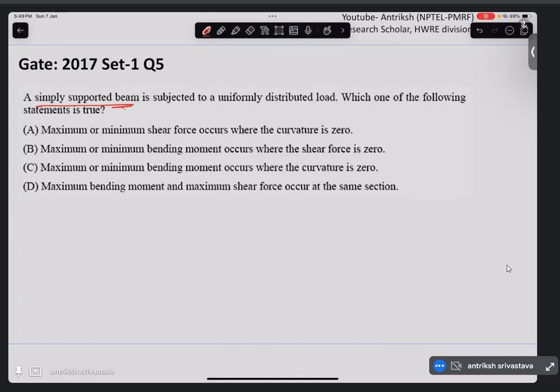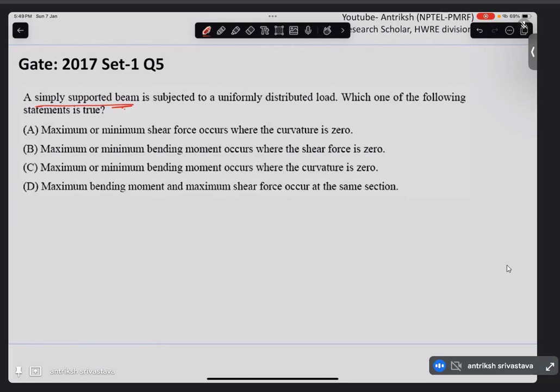So let's start with option A. Maximum or minimum shear force occurs where the curvature is 0. Maximum or minimum bending moment occurs where the shear force is 0. Maximum or minimum bending moment occurs where the curvature is 0. Maximum bending moment and maximum shear force occurs at the same section.